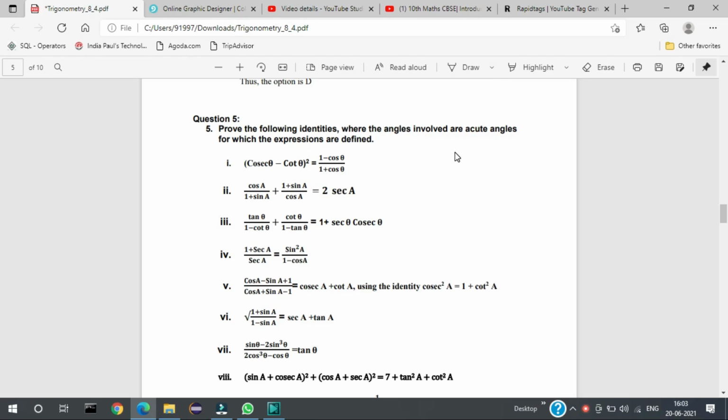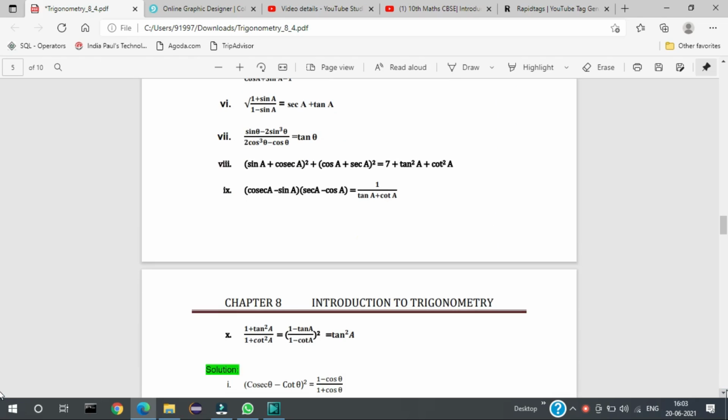Coming to question number 5. Prove the following identities where the angles involved are acute angles for which the expressions are defined. So in the fifth question, we may have so many sub questions. Nearly, I think, 10 questions are there. So one by one, we will see. First one.